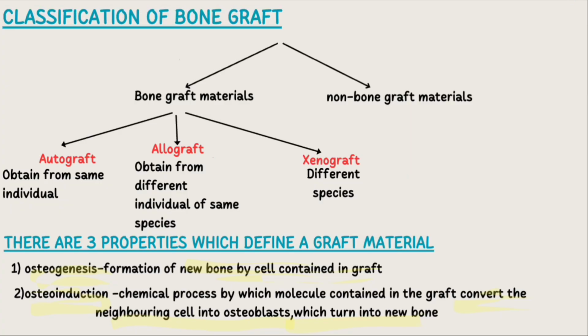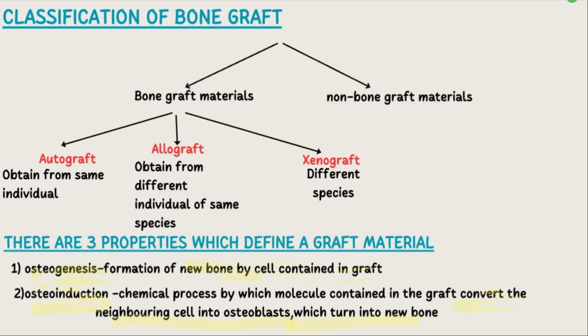Bone grafts are mainly divided into bone graft materials and non-bone graft materials. Bone graft materials are autograft, allograft and xenograft. Autograft means it is obtained from the same individual, and these are the best because they contain live cells. Allograft is obtained from a different individual of the same species. Xenograft means it is taken from a different species, like a bovine. The example is cow bone.